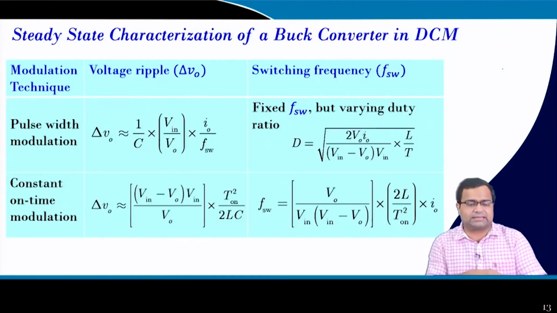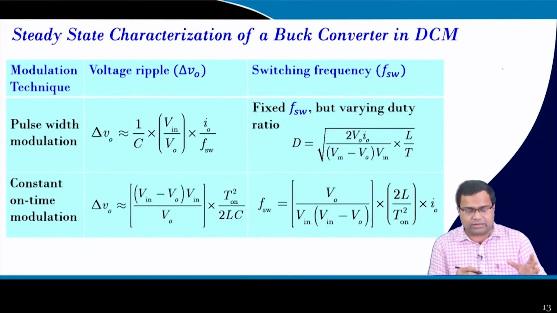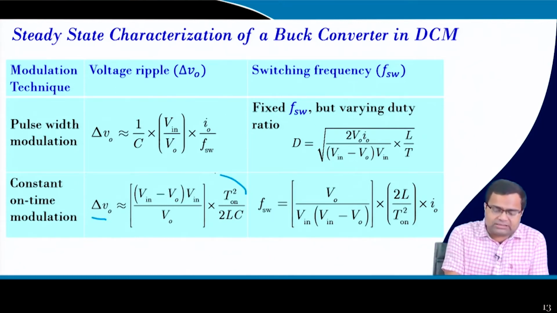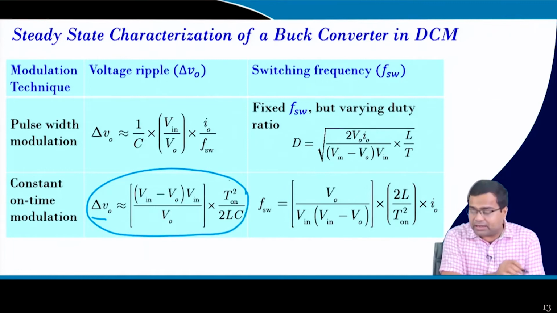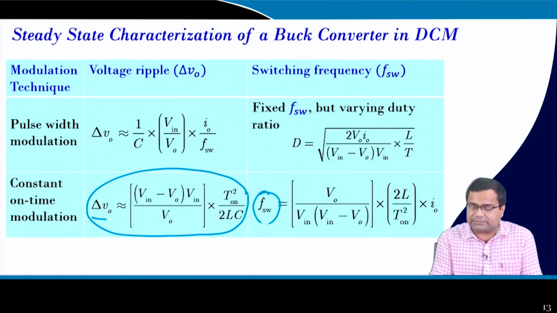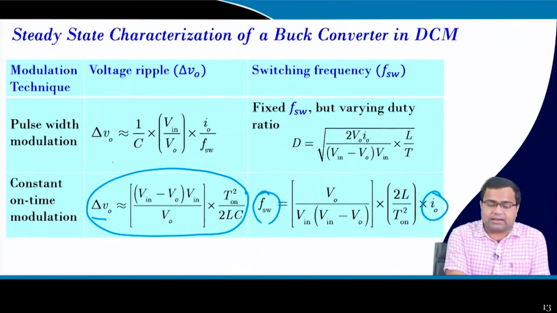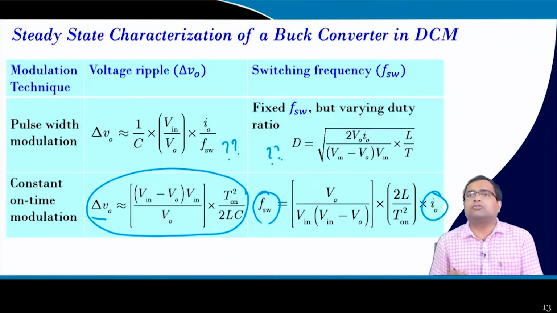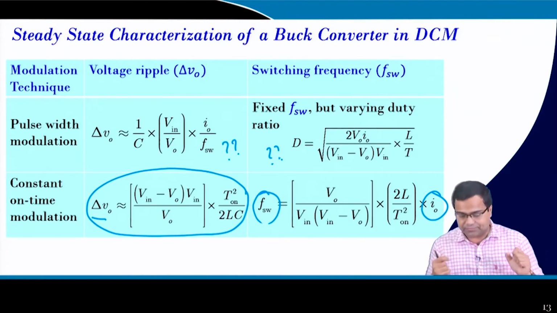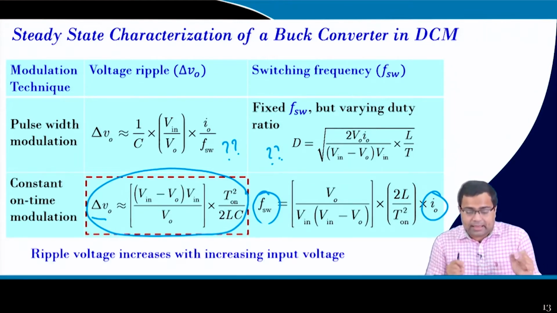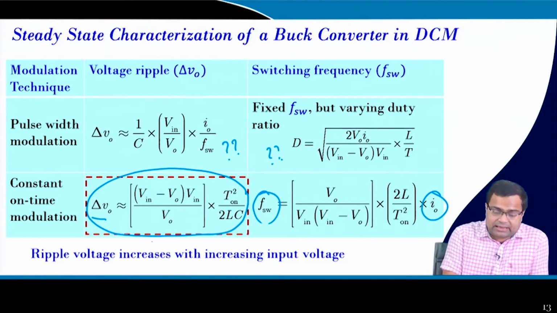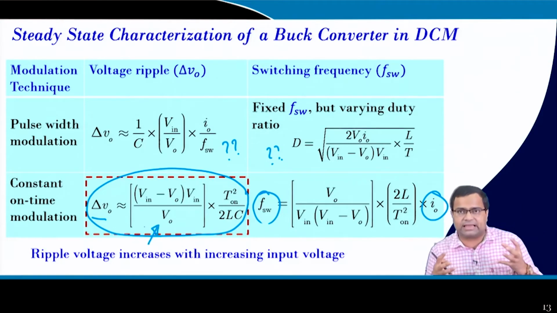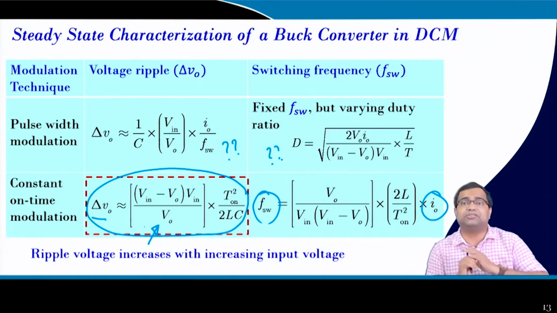So, the steady state characteristic, if you take constant on time control versus pulse width modulation: the output voltage ripple is more or less independent of load current and switching frequency varies proportionally with the load current, whereas you have a real problem in PWM under light load when your switching losses are high. But this quantity, if you see, is input voltage dependent. So, suddenly if your input voltage increases, then your ripple can be drastically affected.